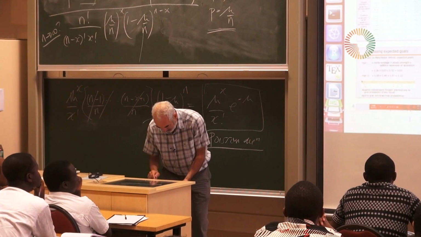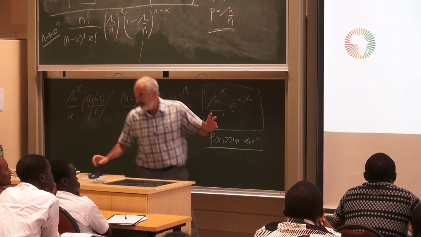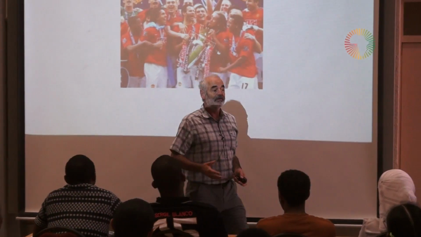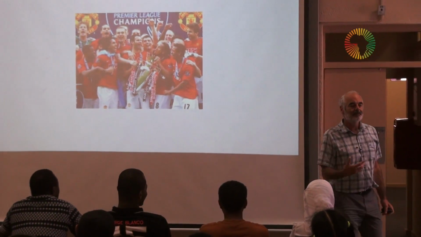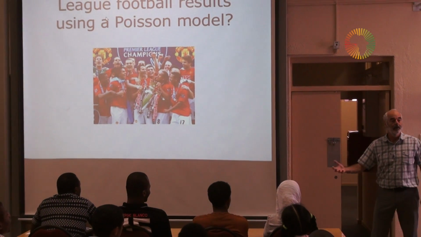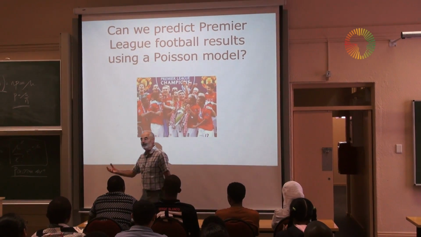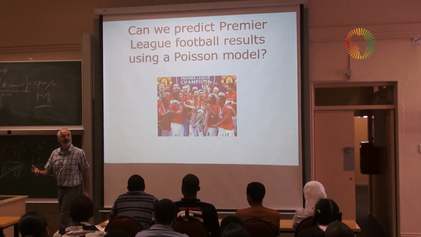Okay, here we are. So I'd like to show some applications of this. This is one project I have, which I don't like football, but I was asked to predict football results. Because it turns out that the number of goals in a football match follows a Poisson distribution.